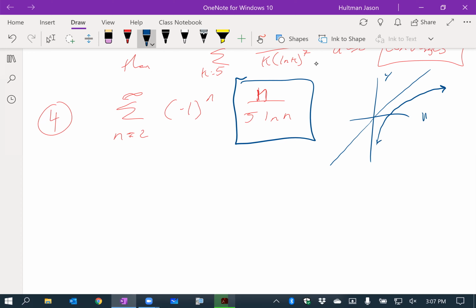So which one beats out which? Doesn't y equals x beat out the natural log? So if the thing on the top is getting bigger faster than the thing on the bottom, then the thing on the top wins. Does that make sense? So it kind of beats it out.